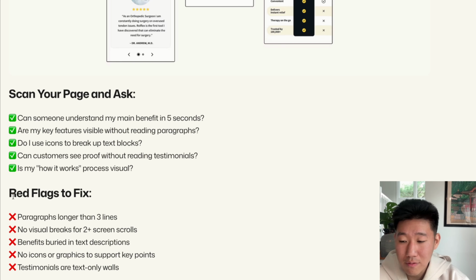Red flags you want to fix: paragraphs longer than 3 lines, no visual breaks, benefits buried in text descriptions, no icons or graphics, and testimonials that are text-only walls, right? So the main takeaway is just to use more visuals and break up long blocks of text.